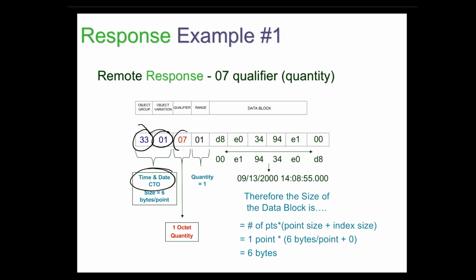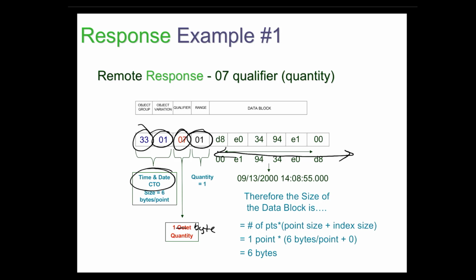Then you have the qualifier, and that's what we're looking at here. It's saying 1 octet here. Remember, octet and byte mean the same thing. So this is a 1-byte quantity. And so the range field is indicating that we only want 1 point. What's going to follow is all the point data for that point. All the point data for an object group 51, variation 1.